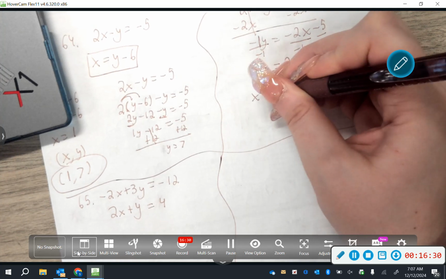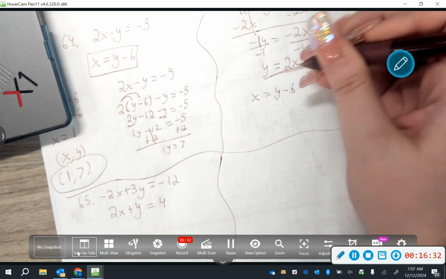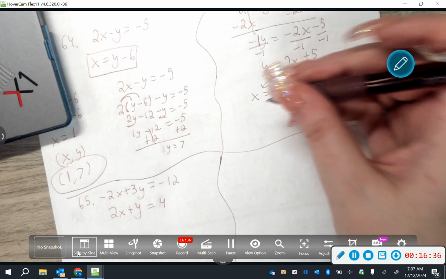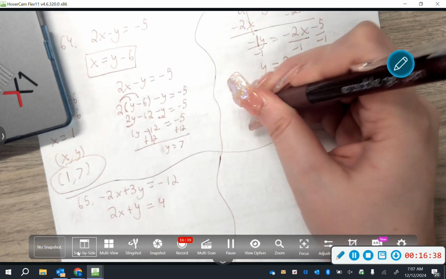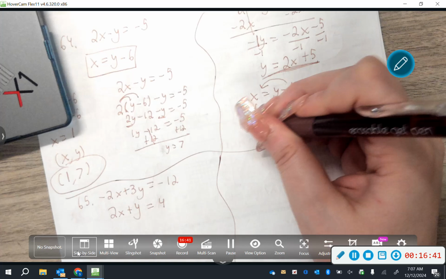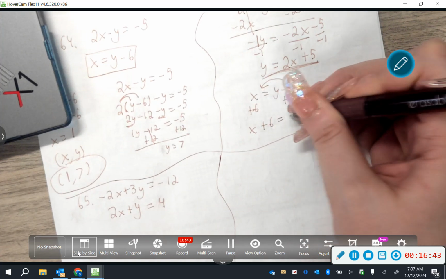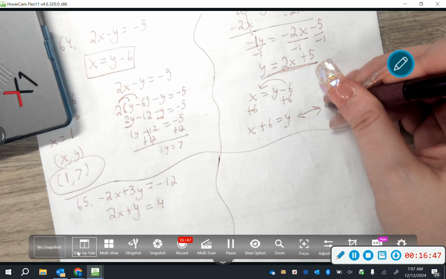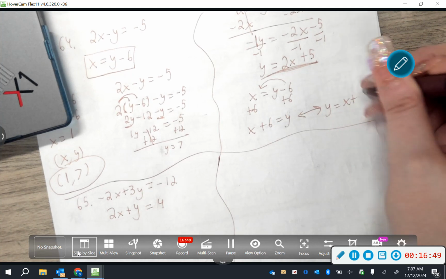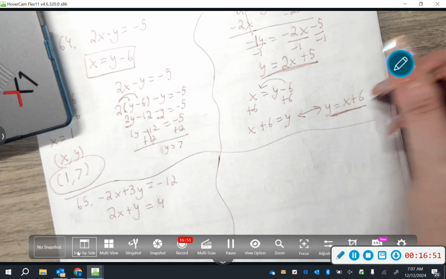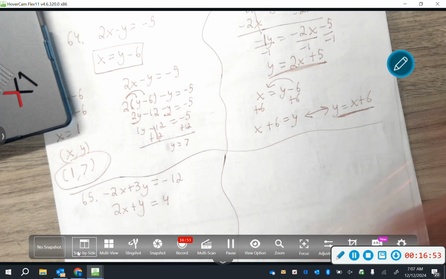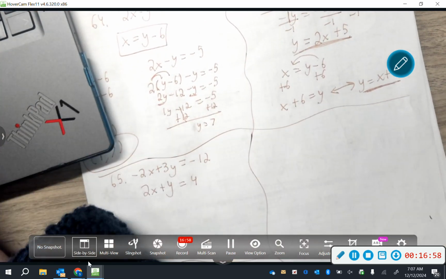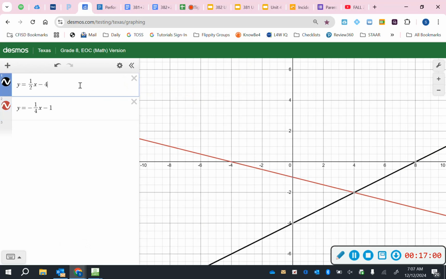So we have x equals y minus 6. If I want to get the y by itself, I need to move this minus 6. The opposite of minus 6 is plus 6 to both sides. So we have x plus 6 equals y. Or we could always rewrite it if you want to put the y first. Y equals x plus 6. Now, I can plug both of those in my calculator, go see where they cross. Assuming I solve this one correctly, we should get the same answer.